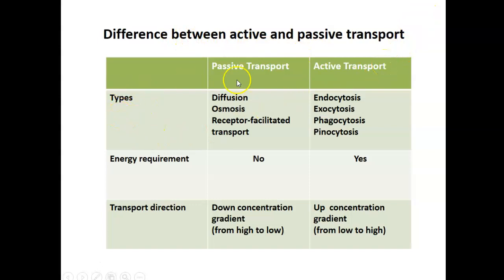We have different types of passive transport: diffusion, osmosis, facilitated transport. We have active transport, endocytosis, which includes phagocytosis, pinocytosis. Exocytosis is another type of active transport. Passive transport does not require energy molecules, but active transport does. Passive transport will move the molecule from high to low concentration area, down the concentration gradient, but active transport is the opposite direction. Hopefully, this short video will help you understand the structure of the cell membrane and the mechanisms of membrane transport.